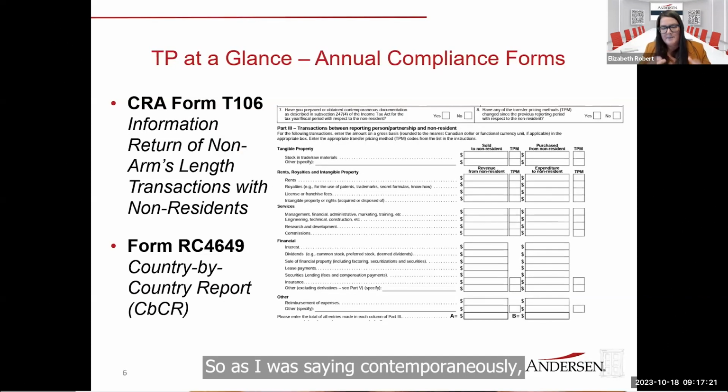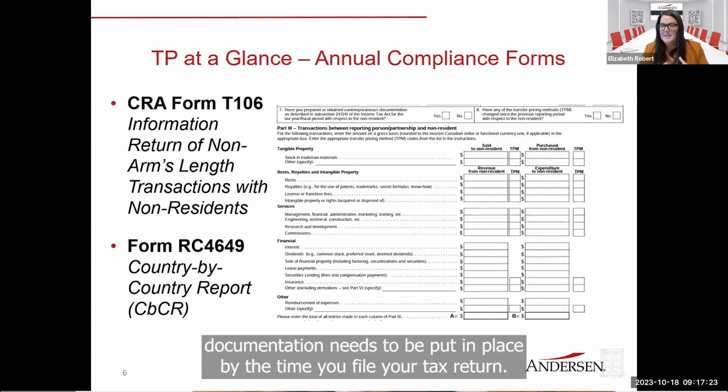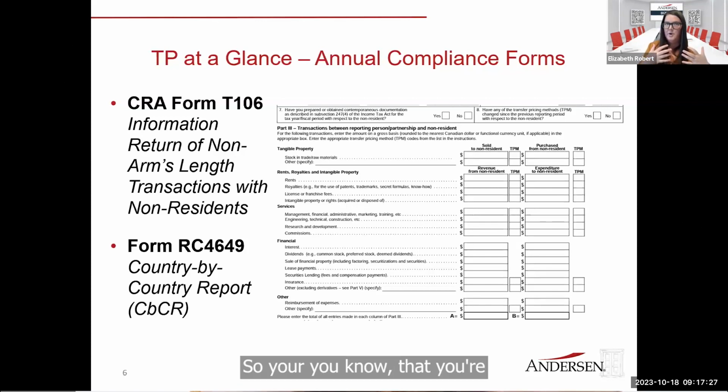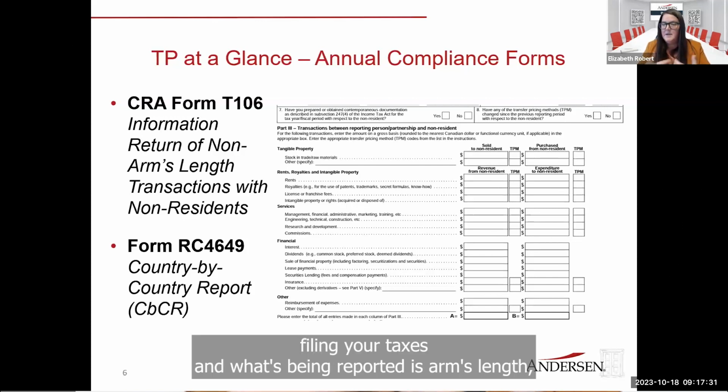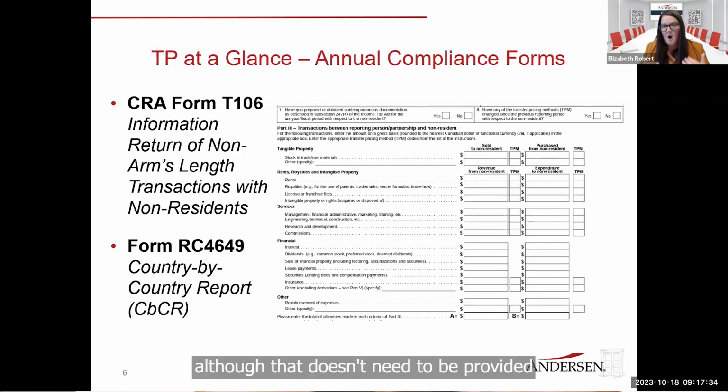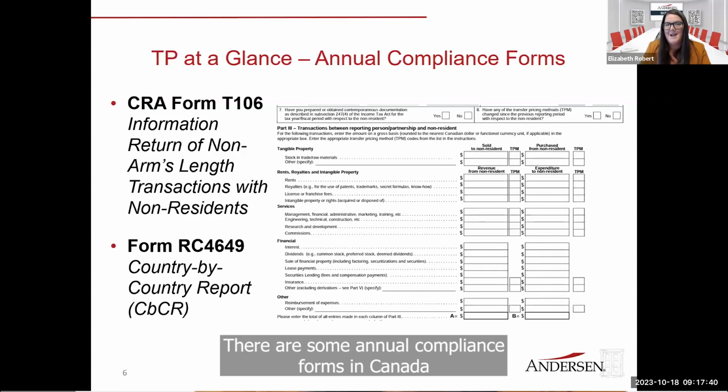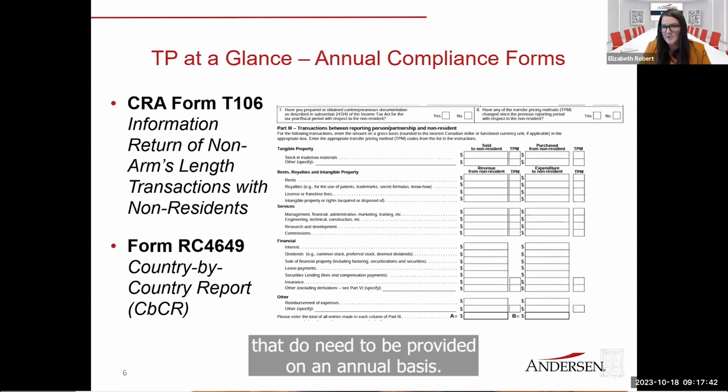So as I was saying, contemporaneous documentation needs to be put in place by the time you file your tax return, right? So that when you're filing your taxes, what's being reported is arm's length. Although that doesn't need to be provided unless the CRA or the IRS requests it, there are some annual compliance forms in Canada that do need to be provided on an annual basis.